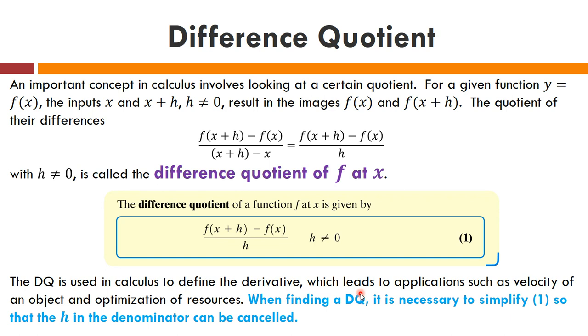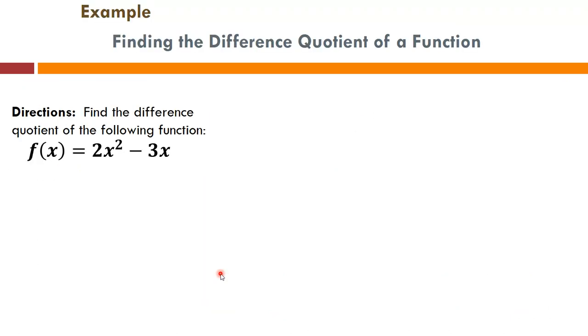So you know when you are done with these problems, because our goal is going to be to simplify this expression such that the h in the denominator cancels out. So we're going to do a couple of examples so you guys get used to using this formula and simplifying it. All right, so let's look at this problem. It says find the difference quotient of the following function. f of x equals 2x squared minus 3x.